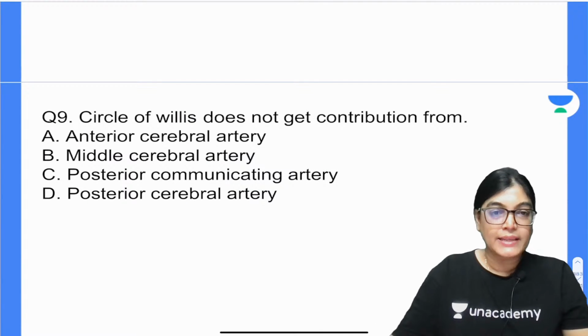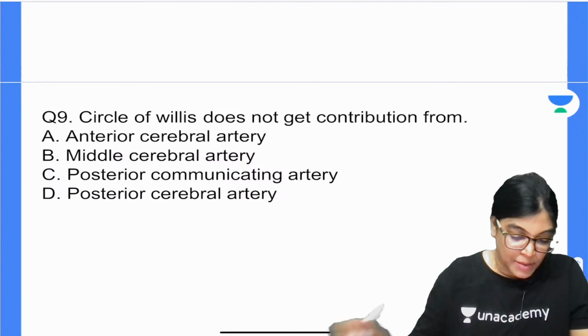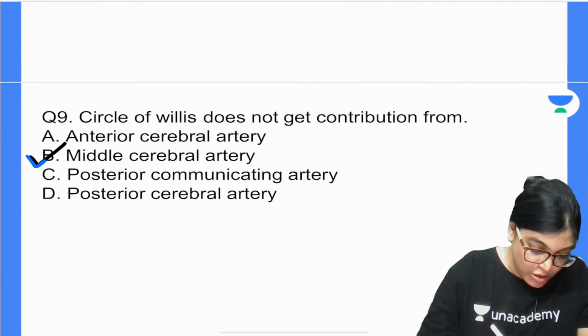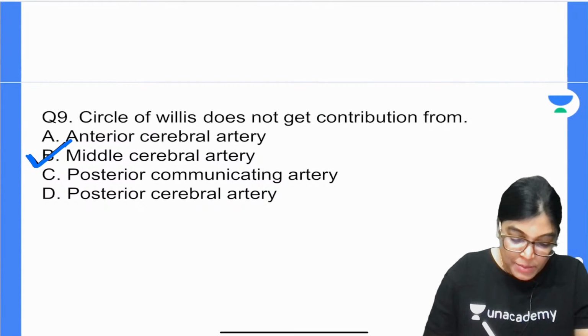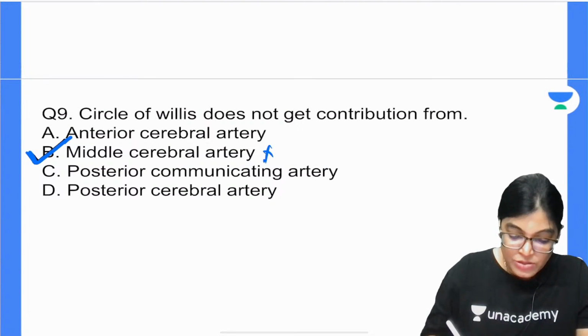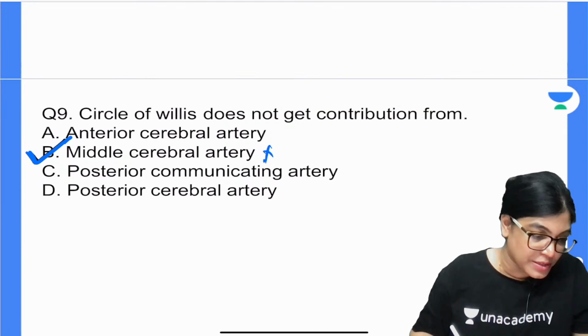Okay, so question number 9, circle of Willis does not get contribution. The answers are coming up, and B is given as the right answer, and all of you are absolutely right. Yes, the middle cerebral artery is not contributing to the formation of the circle of Willis. It's the internal carotid artery.